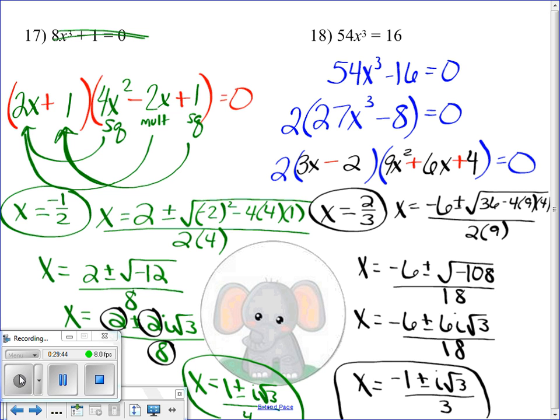How many answers am I supposed to have? How many answers do you have? 3. Good. Good question. Question was, does this give you an answer of 0? Do you have an x? No. If there was an x out there, yes, it would. But since there's no x, if I set it equal to 0, did it give you an answer for x? No.